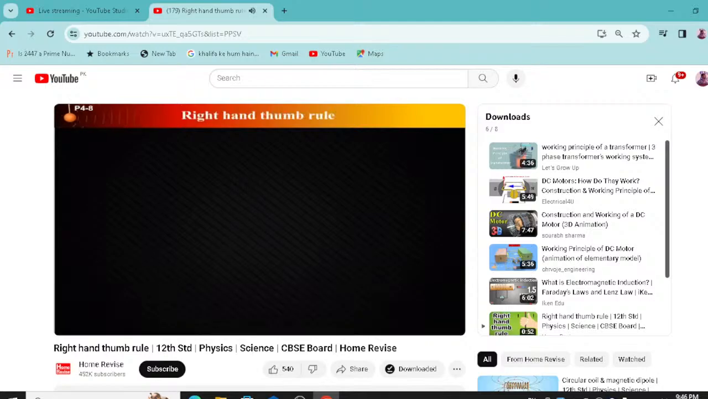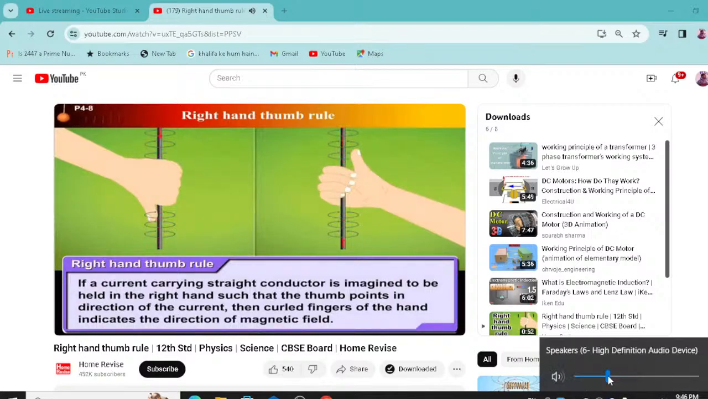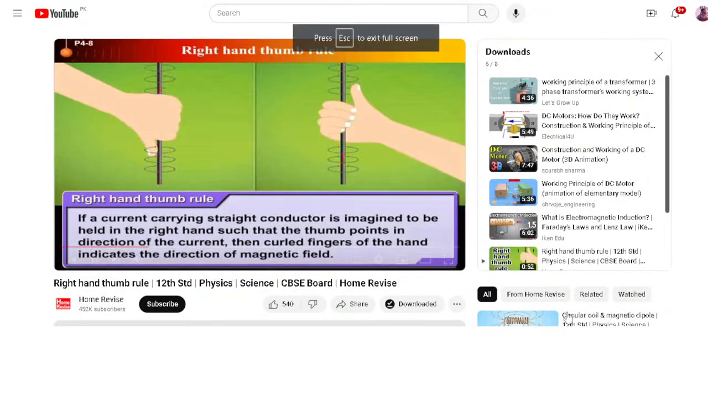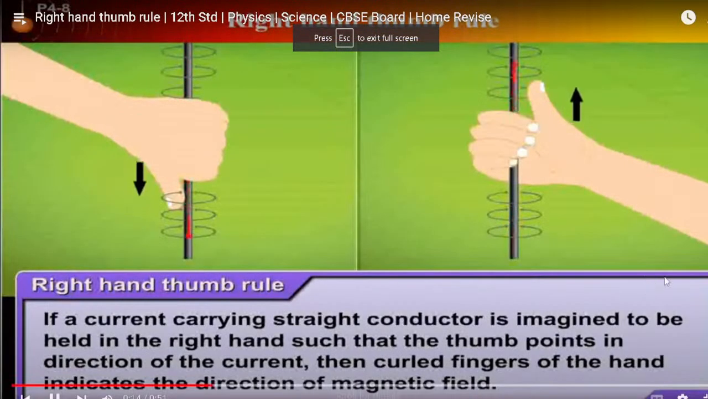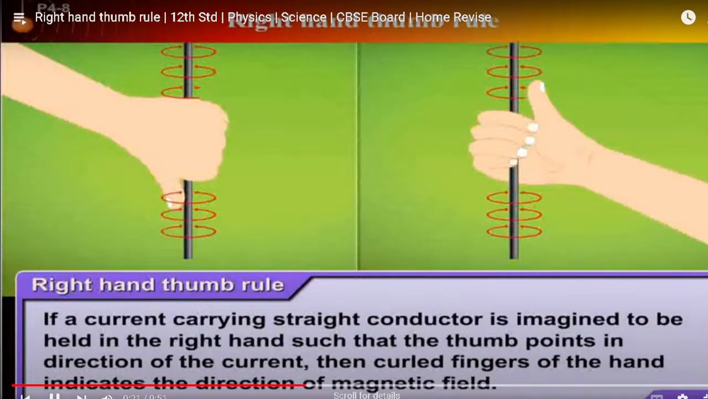Right hand thumb rule. If a current carrying straight conductor is imagined to be held in the right hand such that the thumb points in direction of the current, then curled fingers of the hand indicate the direction of magnetic field.